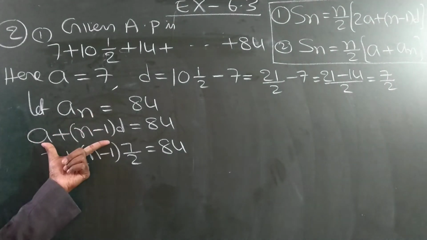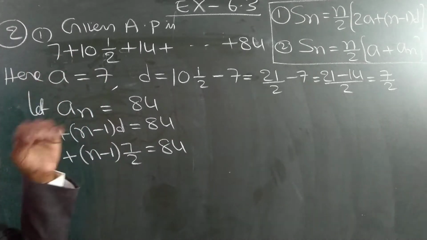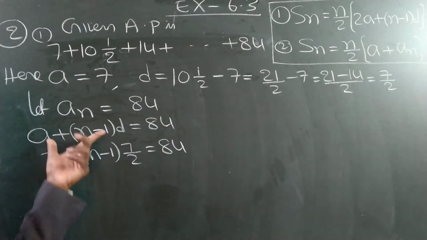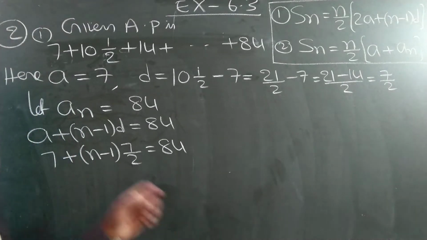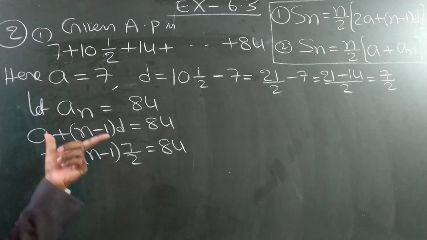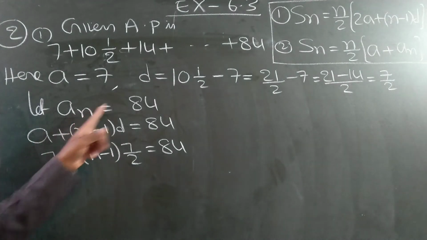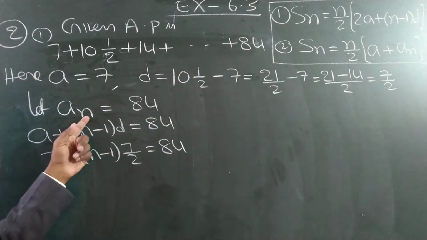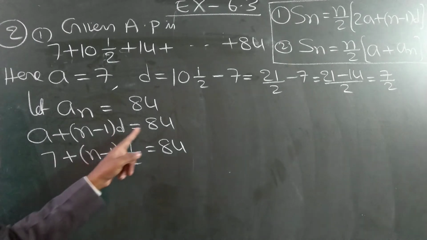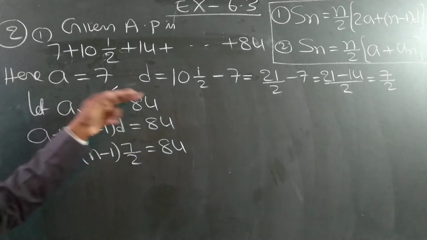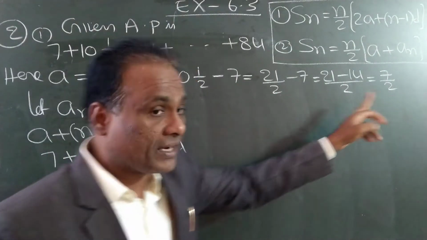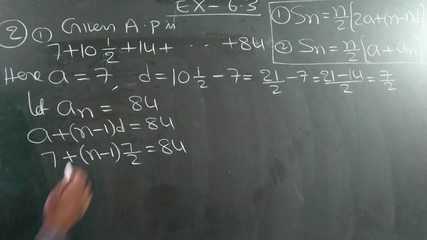Nth term formula A plus n minus 1 into d is the first formula. So we use it many number of times. In the first exercise, all the problems we use this formula. Second exercise also many times we use this formula. So let 84 be the nth term. The formula is A plus n minus 1 into d. A is 7. D is 7 by 2. I substituted. Now I have to find n value.